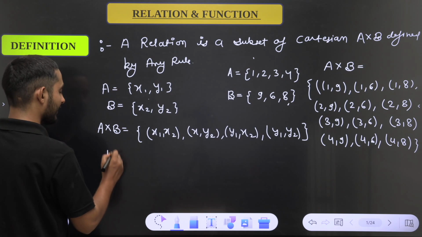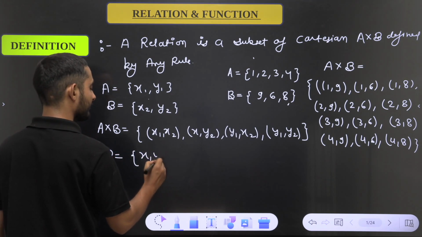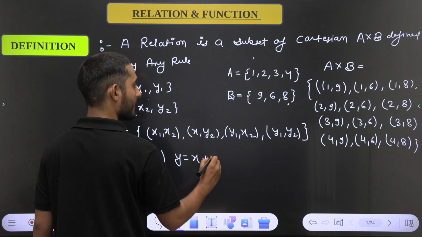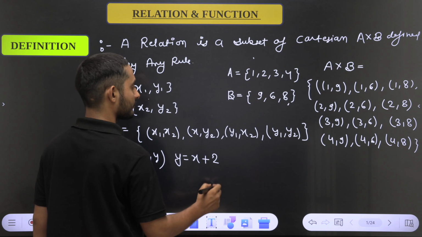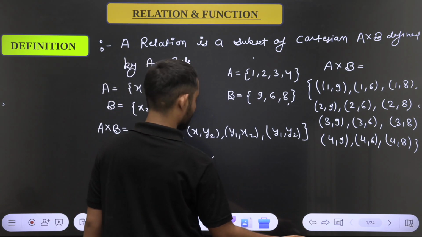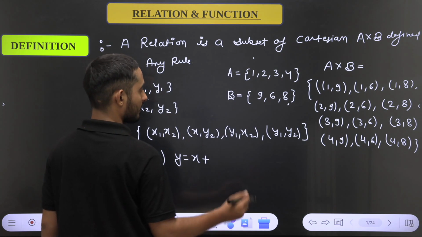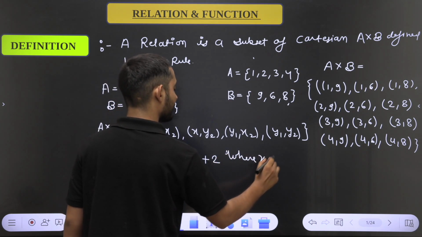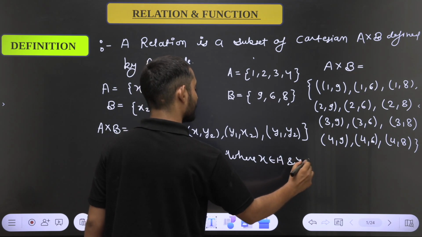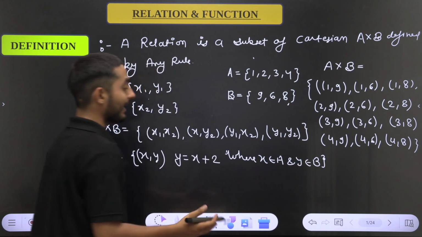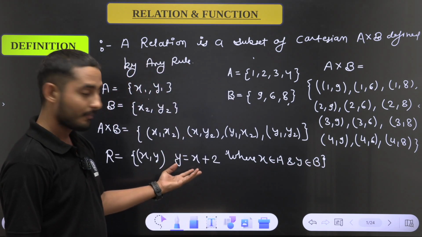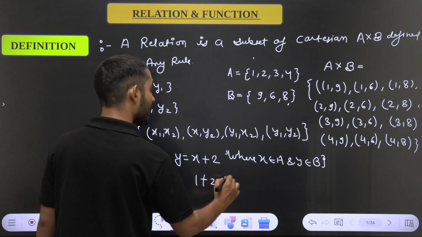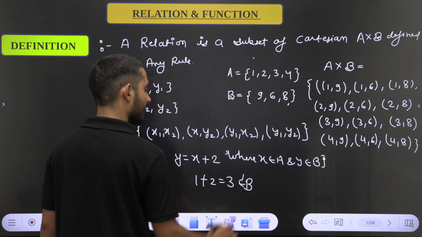Now suppose I want a relation R on X and Y, such that Y equals X plus 1, or Y equals X plus 2. Maybe Y equals X plus 2. Yes, maybe there is a relation, where X belongs to A and Y belongs to B. Suppose I am taking an element from A, because X belongs to A. Suppose I take element 1, so 1 plus 2 is 3, but 3 is not in B, so the first one is not coming in the relation.